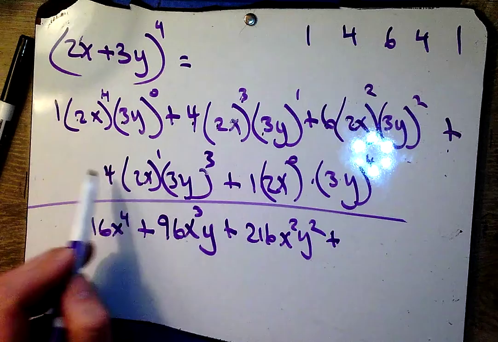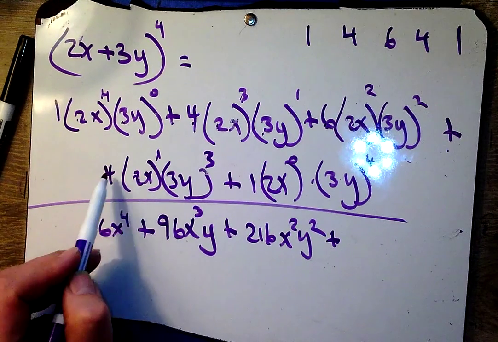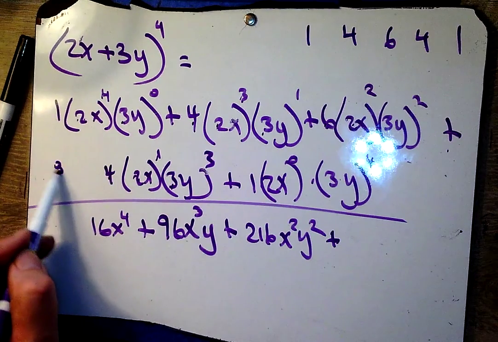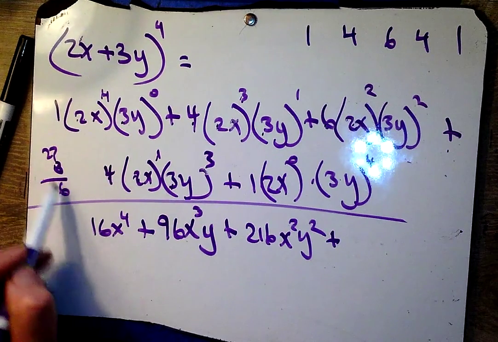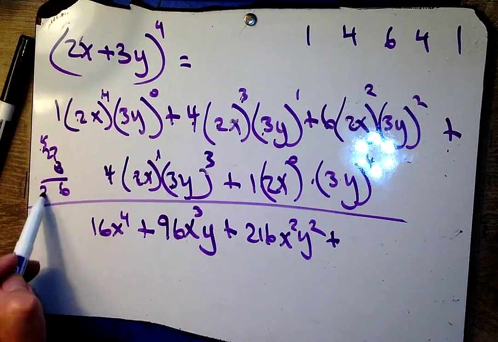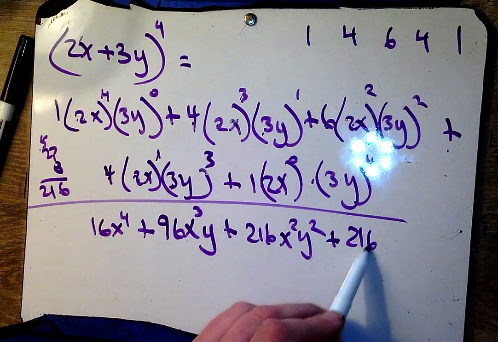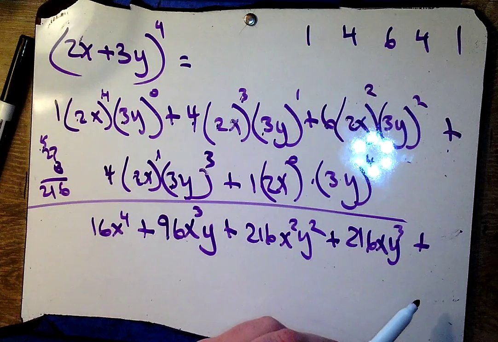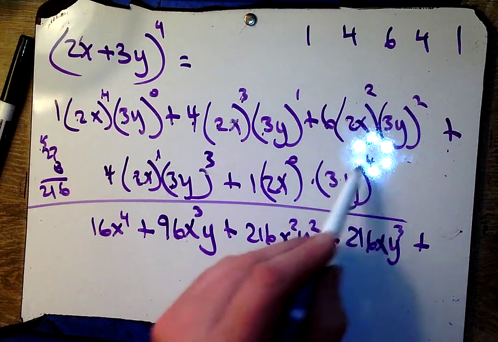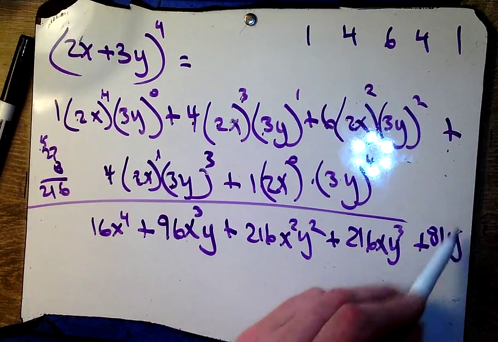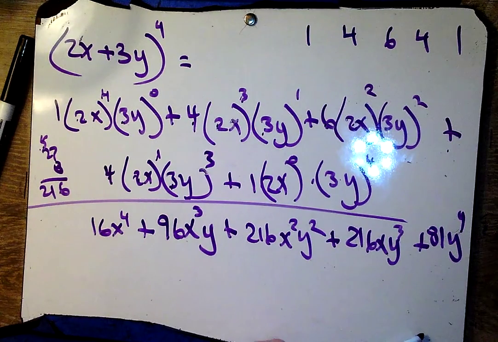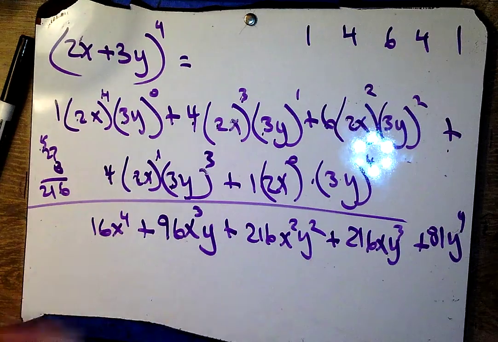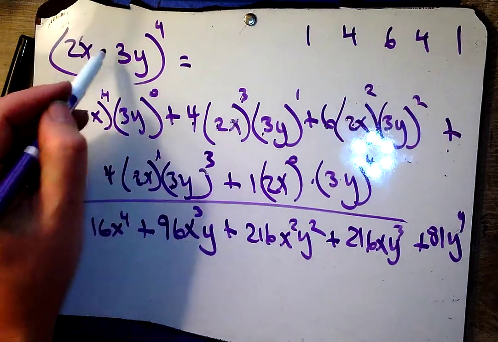plus 2 times 4 is 8. Ooh, 3 to the third is 27. 8 times 27, 216, x, y to the third, plus, I guess I just have this. 3 to the fourth is 81, y to the fourth. Nice. There's my expansion. Hey, what happens if I do that?